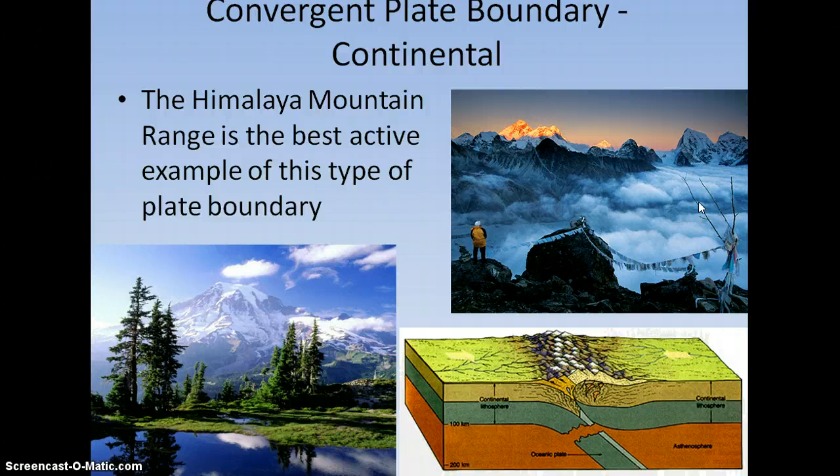The convergent plate boundary continental example would be the Himalayan mountain range. This is the best active example right now, so that means it's still forming sometimes, which is pretty cool. The two continental plates are coming together. This shows that some may have subducted, but it shows the collision right here and this huge mountain range.